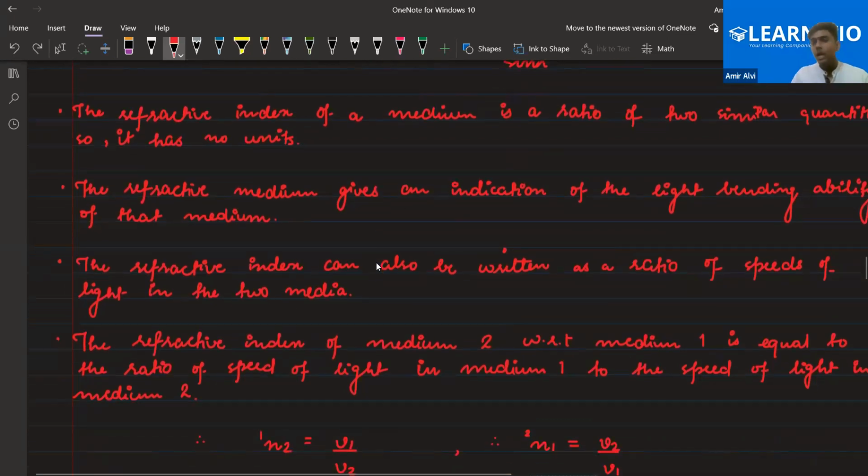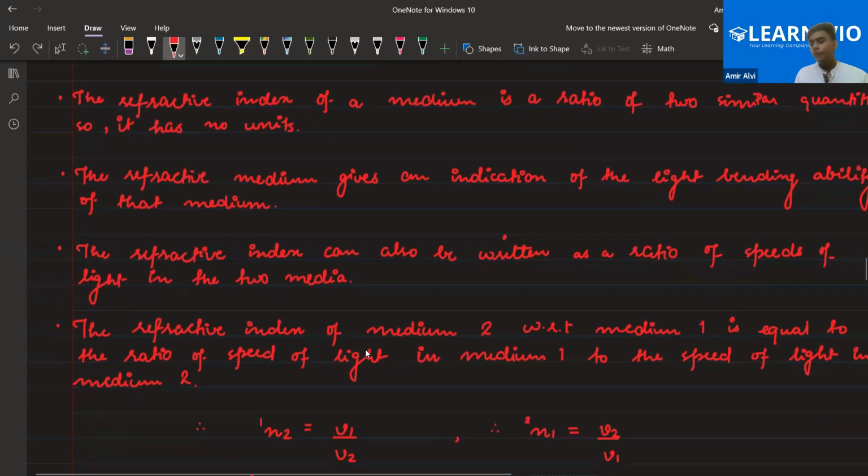Now let's discuss it. Refractive index can be taken as a reference. The refractive index will be calculated with respect to a medium. Right now we have two types of refractive index: the first is absolute, the second is relative. In the absolute, one medium will always be air. Whatever refractive index I'm calculating of a medium will be with respect to air. In the relative, both mediums will be different except air. In the relative refractive index, air will not be involved.